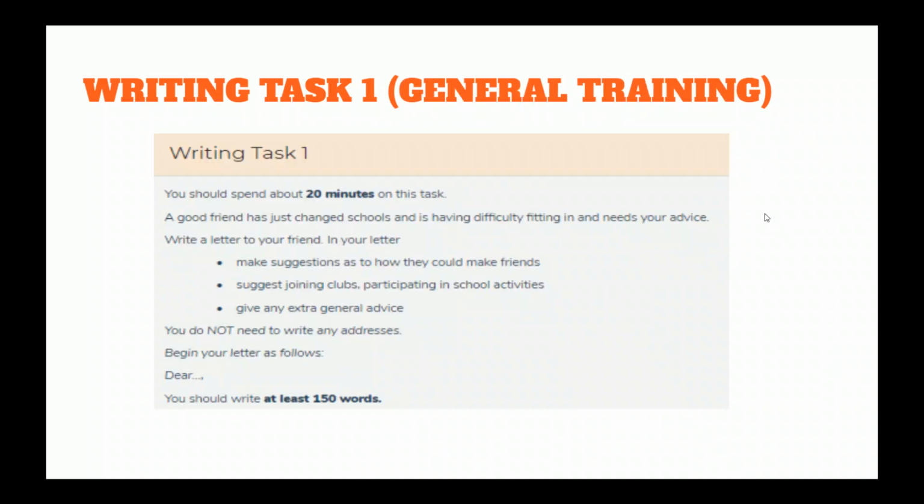What about the general training? Here you go. As I mentioned, the general training is a lot easier. You may be asked to write a letter to a friend, which is a personal or an informal letter. You may actually write a formal letter or a semi-formal letter, depending on what you get.